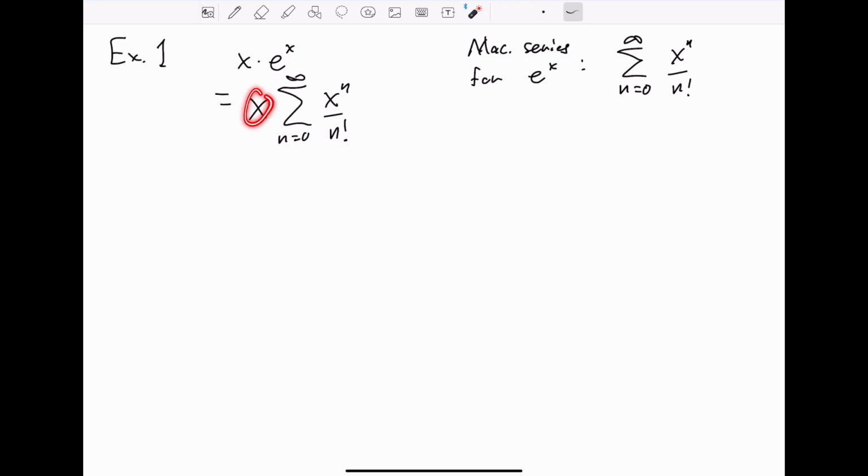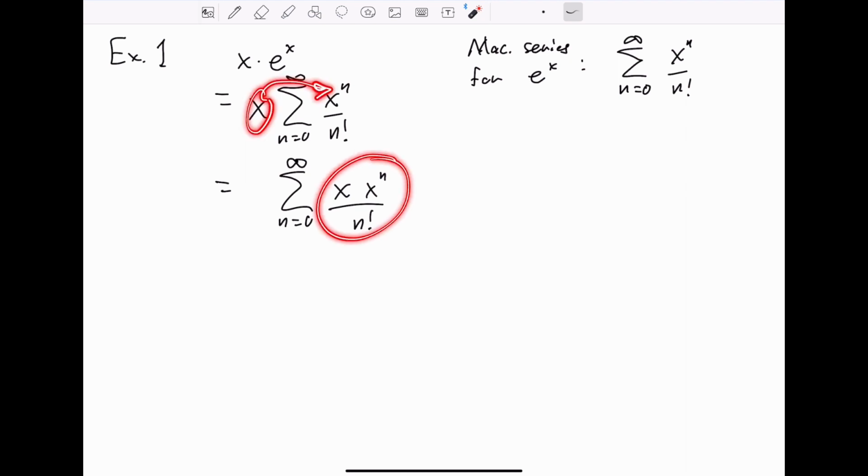Now I have x times a sum. This is a whole bunch of things added together, and I can distribute the x inside the sum. So I can write this as the sum of x times x to the n over n factorial. I'm just distributing the x into the sum. I can think of a whole bunch of things being added up here, and I'm distributing the x, multiplying it by all of the terms. So this is what I get. Let's take one more step to simplify.